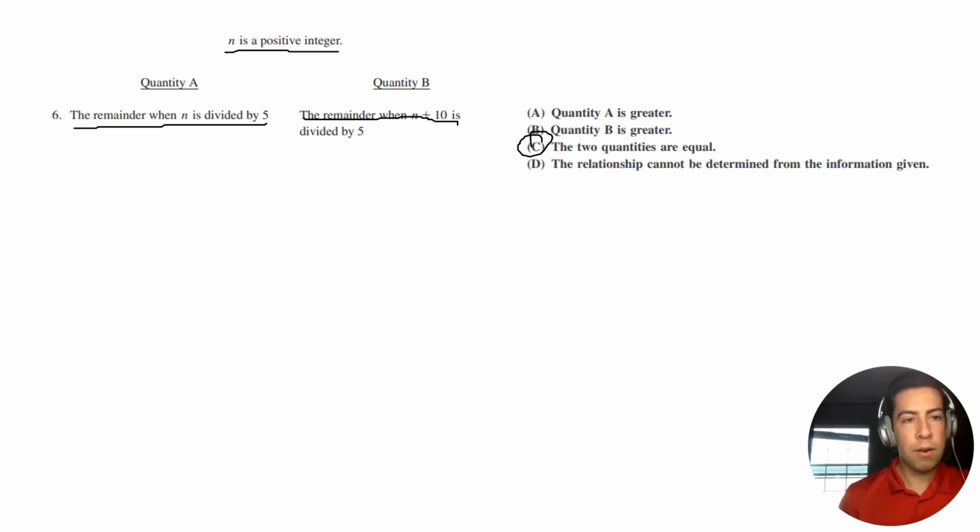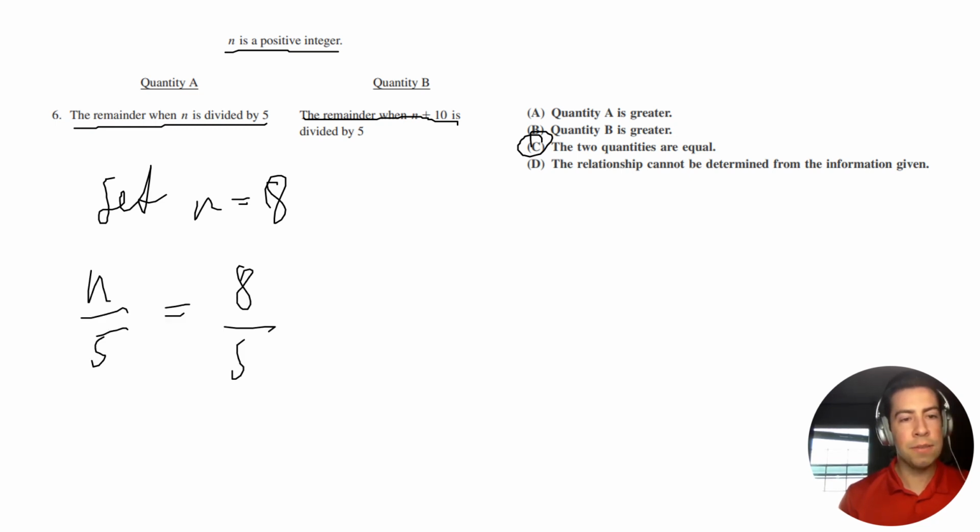Okay, so now what we're going to do is set n equal to a positive integer. I'm going to choose a value that is going to have a remainder, so I'm going to choose 8. So I'm going to have n divided by 5, which is going to be 8 divided by 5 since n is equal to 8. And I'm going to use this classic method. So how many times does 5 go into 8? 5 goes into 8 one time.